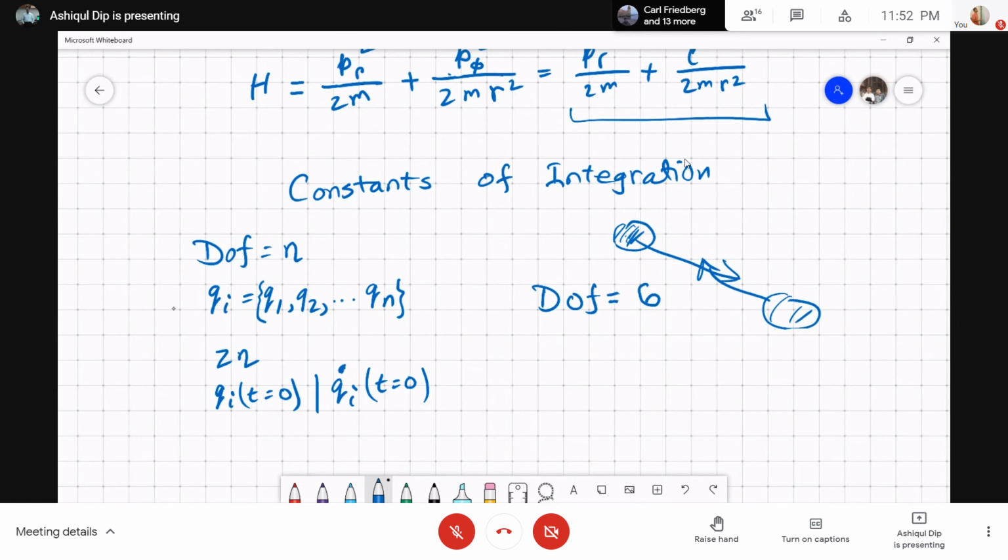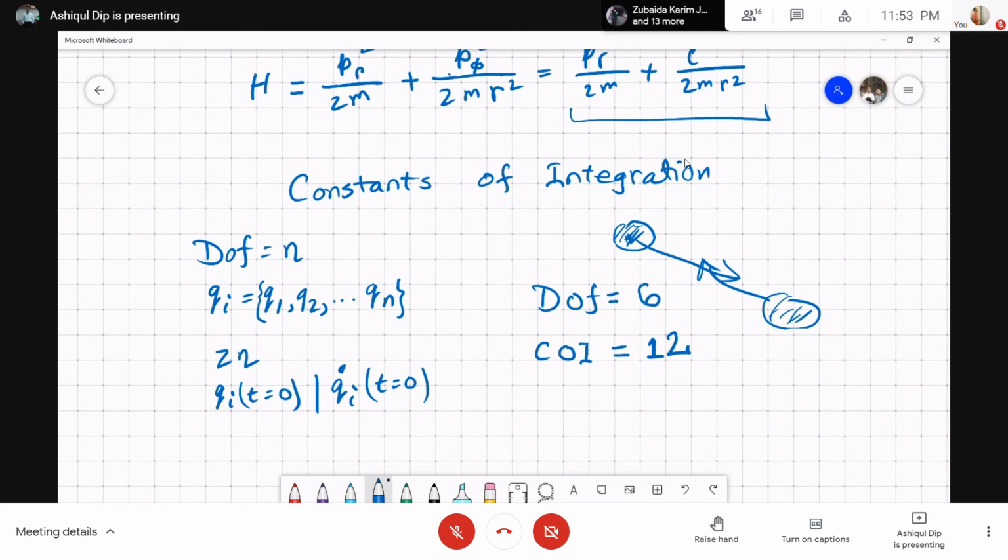How many constants of integration do you have? 12. You should have 12 integral constants. So what are those 12? In one word, you could say the initial position and momentum of one particle. Initial position means 3 coordinates and initial momentum means another 3 constants. And the same thing for the other one. So 3 numbers for your initial coordinate, 3 numbers for your initial momentum or initial velocity, whatever you say.